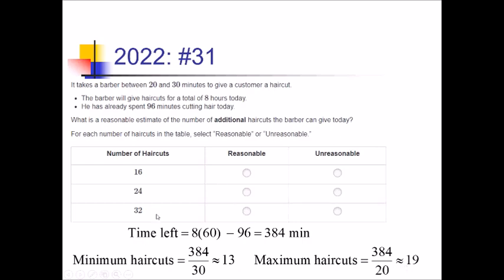Now let's look at each of these options here. 16 haircuts, is that reasonable? Well, that's squarely between 13 and 19, so I would say that's definitely reasonable. And then now 24 haircuts, well, that's 5 haircuts over kind of our maximum number that we could pump out here, doing only 20 minutes a haircut. So 24 doesn't sound reasonable based off of that. And if 24 is too many haircuts, well, then 32 is even more unreasonable. So this X should go like somewhere over here, I guess. And there we have it for reasonableness.